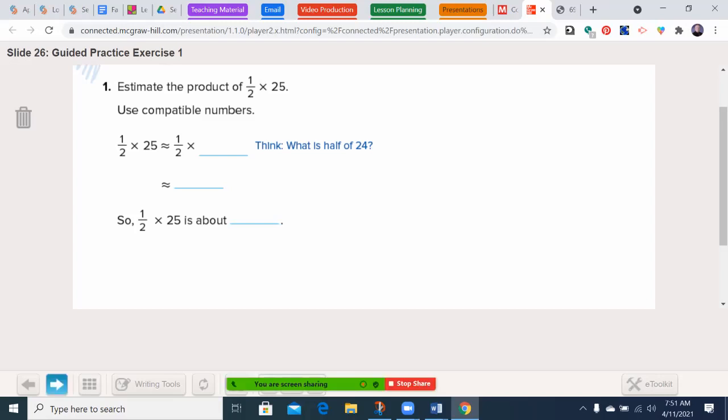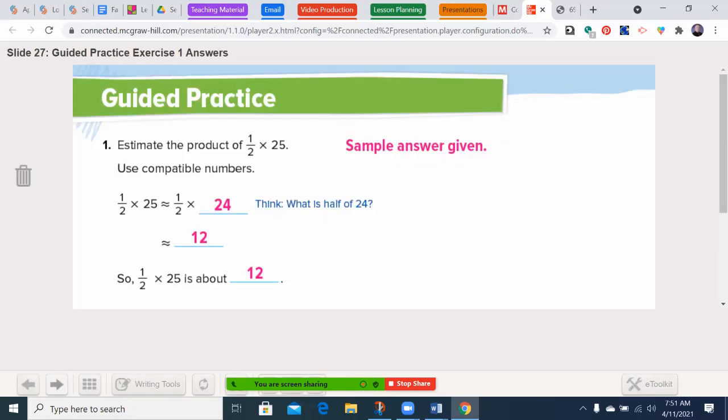Welcome back. Let's see how you did. We went with 24. And they'd given you the hint, what is half of 24? 12. So 1/2 times 25 is about 12. If you went with 26 and got 13, I could understand that one as well. It would probably depend on the context in which we are working. But both of those would be reliable answers.